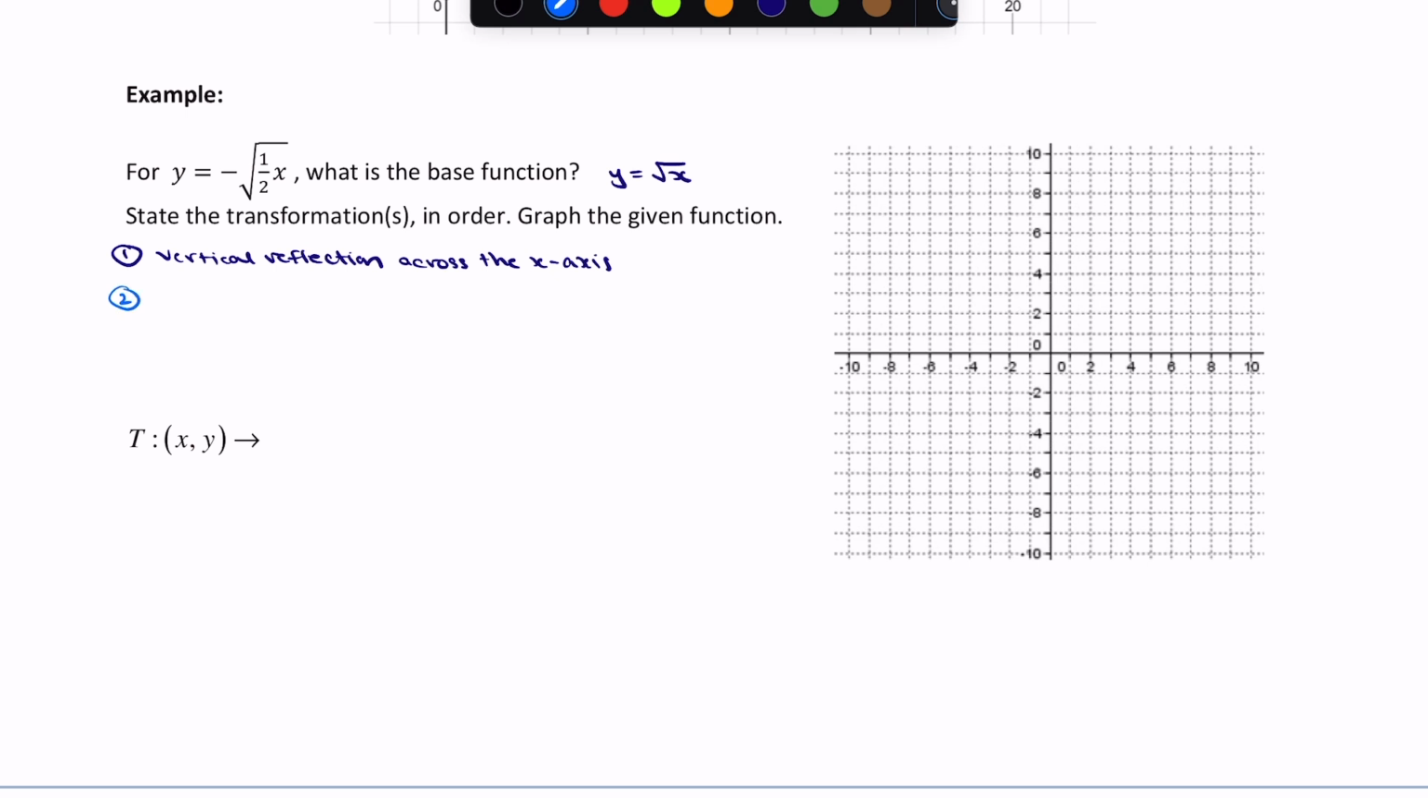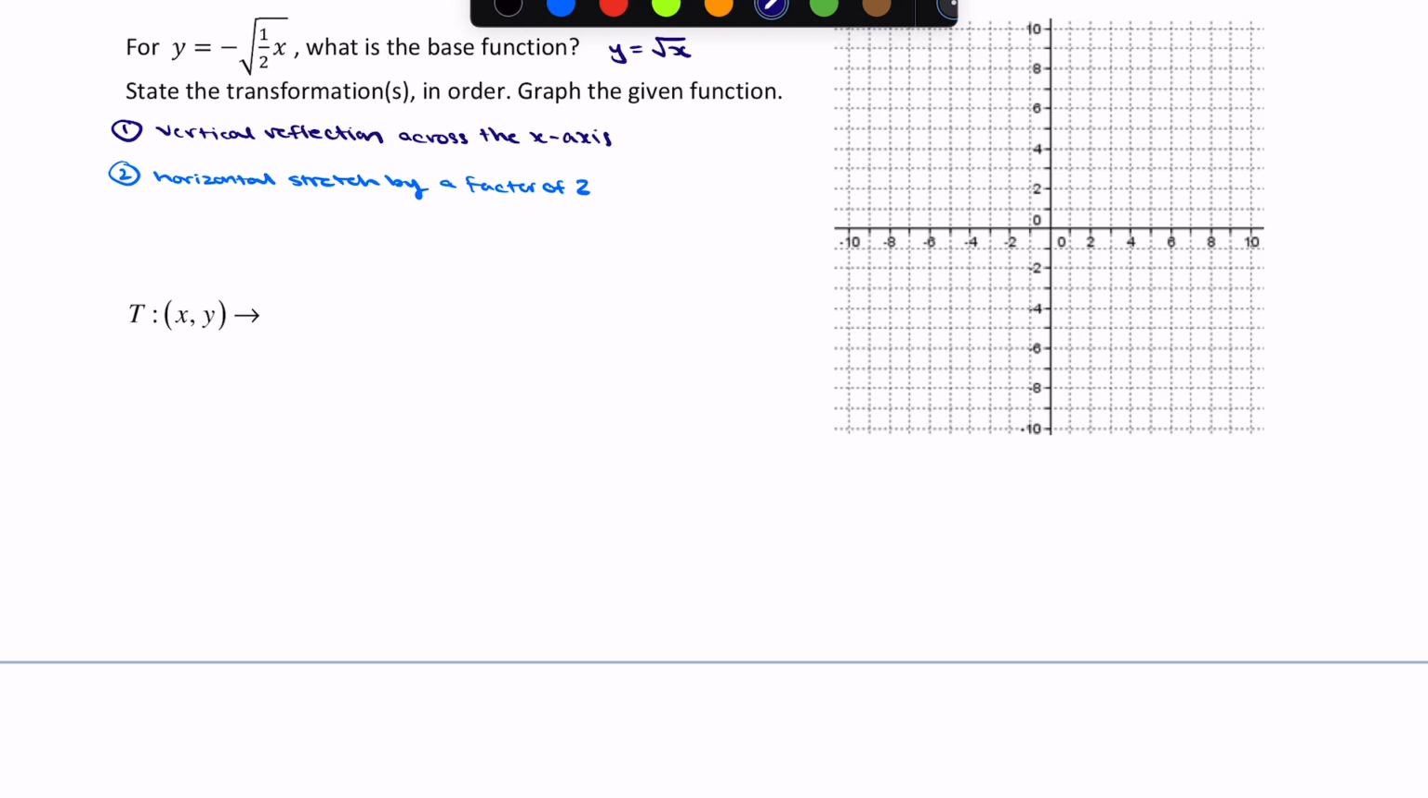And then we indicate any stretches or compressions. So here we have a horizontal stretch by a factor of 2. Here you see that we have a horizontal stretch by a factor of 2, so that means 1 over k. So here we see that we have 2x in our mapping. We have a vertical reflection across the x-axis, so our y values will be negative y. So 2x, negative y.